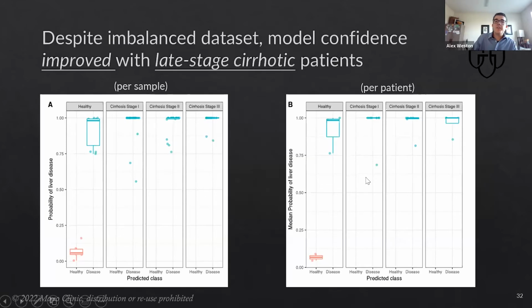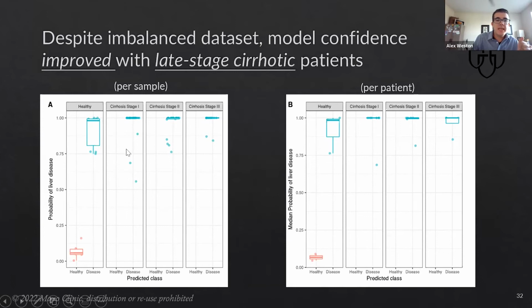One other thing we saw from this data set, despite some of the imbalance, is that the model confidence improved, particularly with late stage cirrhosis patients. So this is the box and whisker plot that I'm showing. And so this is the actual model output scores separated out by cirrhosis stage. So our healthy patients on the far left, and stage 1, 2, and 3 cirrhosis.